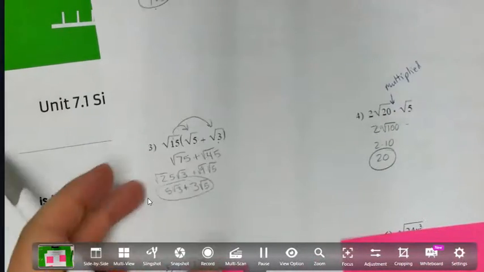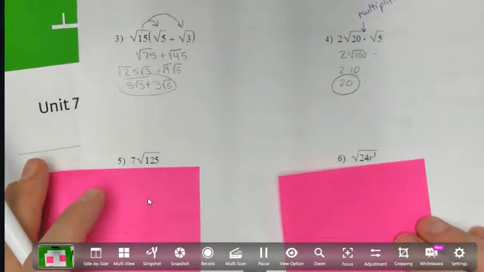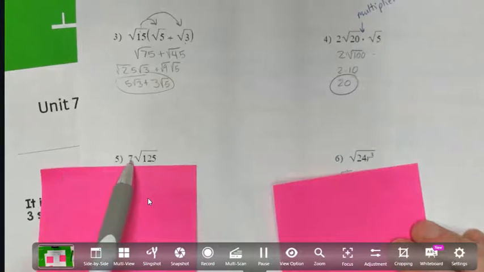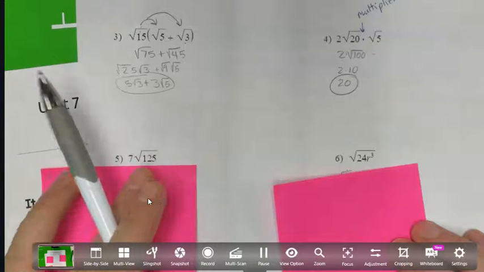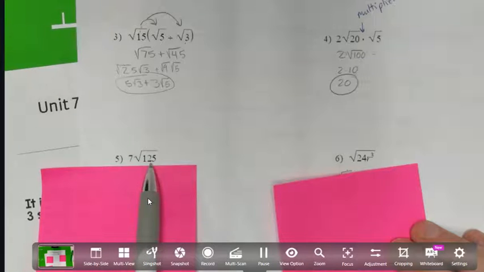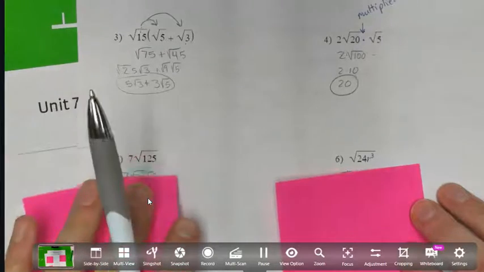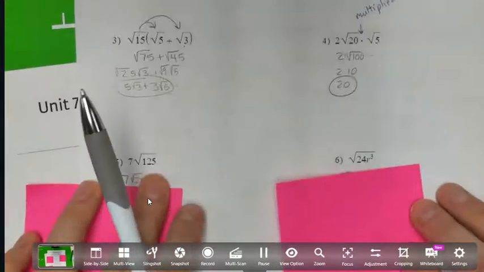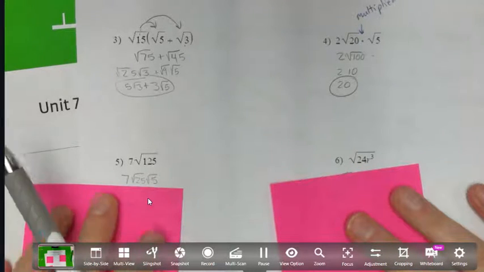Number 5. It's 7 root 125, and 7 is going to stay out here, and we're kind of going to act like it doesn't exist until we get this one simplified. So we need to find the largest perfect square that goes into 125, which is 25. 25 times 5 would equal 125. So really we're just splitting that square root apart.